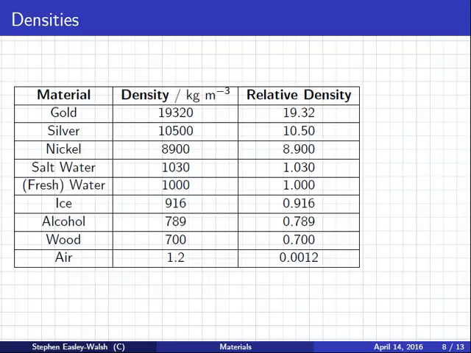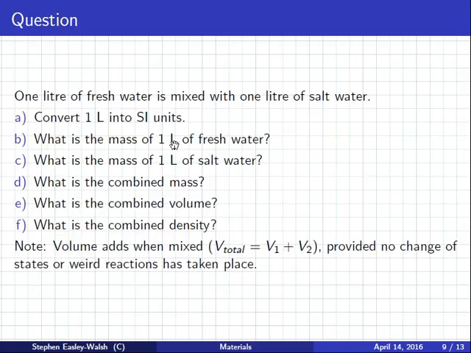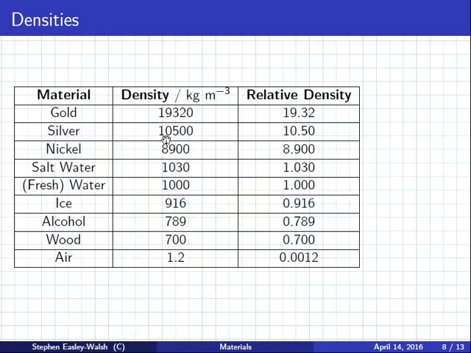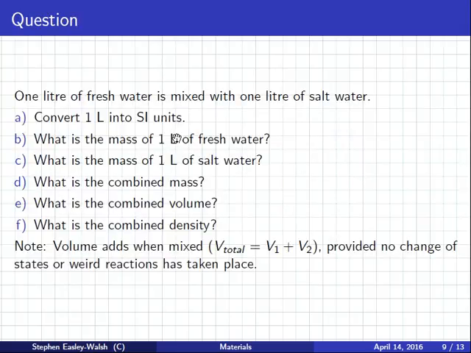And then part E, what's the combined volume? So again, if it's 1 litre and 1 litre, then it's 2 litres, so it's just twice this number. And then finally, what's the combined density? So it's the combined mass over the combined volume. And note volume adds, so volume total is V1 plus V2, provided no change of states or weird stuff happens.